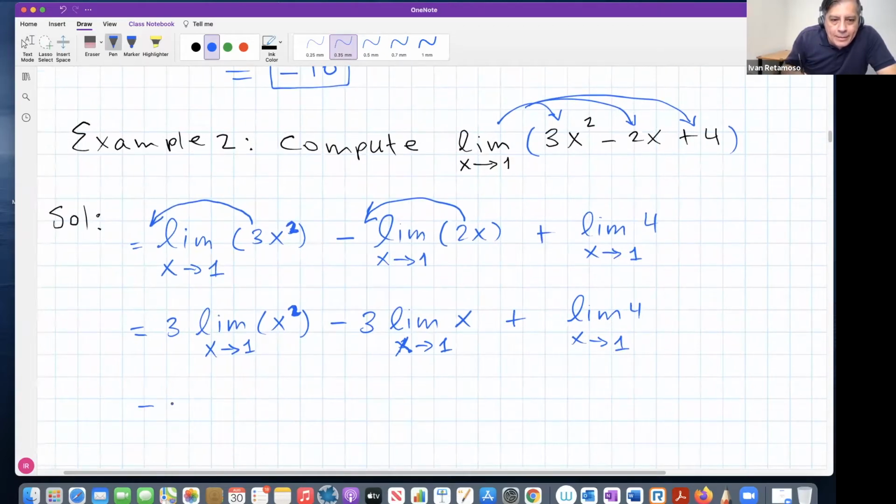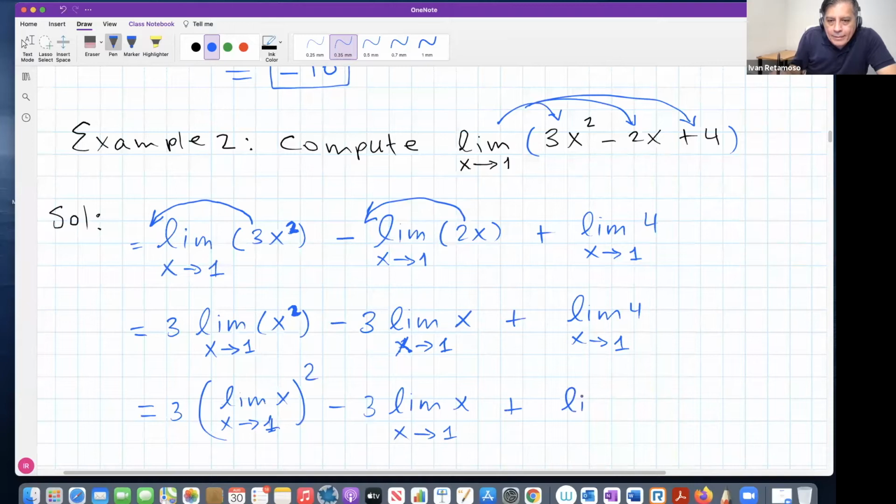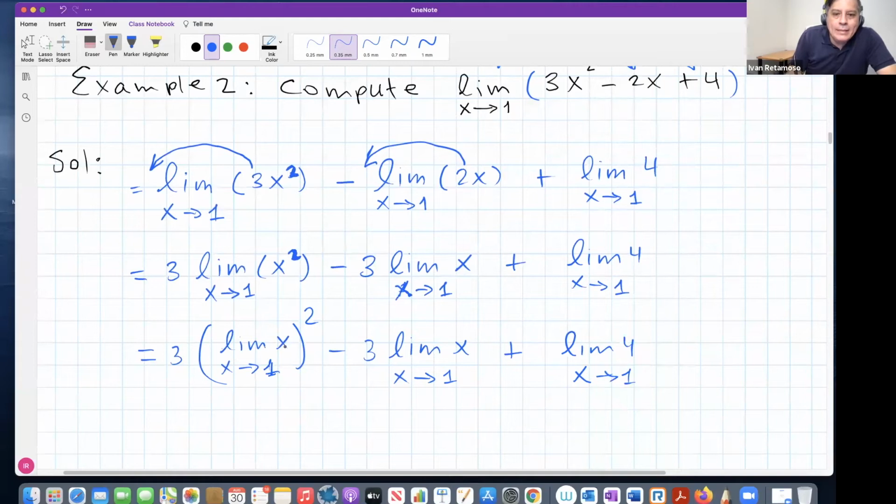Now, guys, look at this part. Remember, we have this so-called power law, right? That says that you can put the limit inside, and square this limit. Yes, the power law when you have to deal with exponents. Then let's copy the rest. Now I'm going to ask you this question, guys. What should this limit be? Limit of the identity function x as x approaches 1.